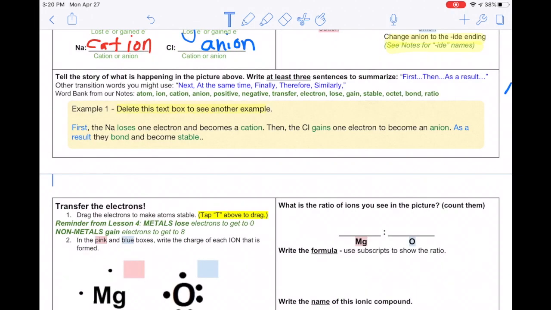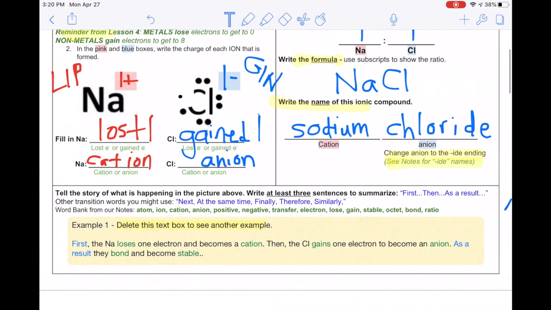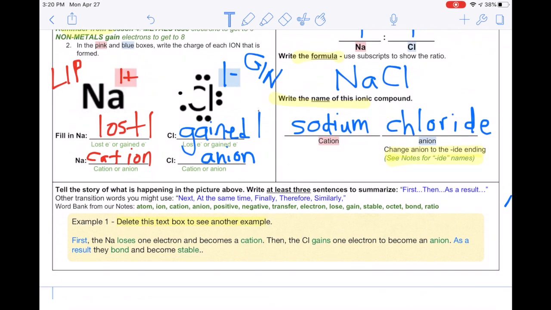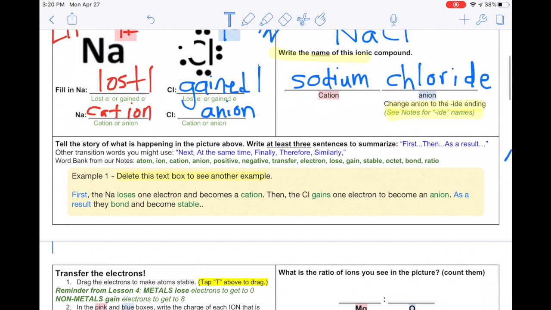Okay, in this section now we're going to do the summary of what is happening in the picture above. And so I saw that the Na lost and the chlorine gained, became a cation, Na, and the chlorine became an anion. I want to put that all together in a summary. So we're going to use our first, then, as a result transition words. And there's some other transition words here that might help you. Next, at the same time, finally, therefore, similarly. And this word bank with lots of words from our unit. The more you can work in, the better practice it is.